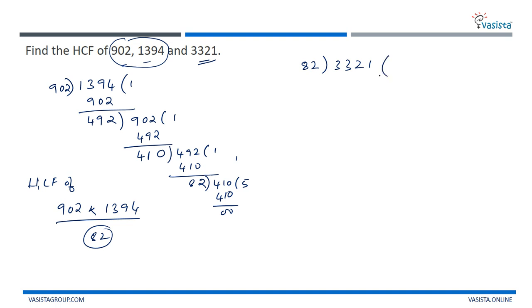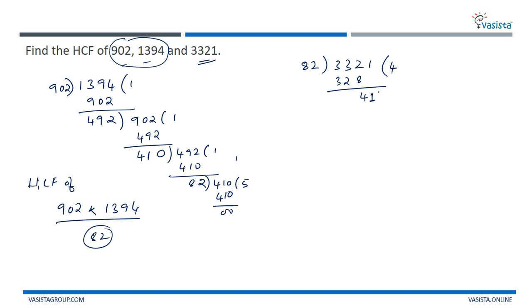Let me start working on it. 82 ones, 82 fours, 32, correct. 82 fours, right, 4 2s are 8, 4 8s are 32. So 12 minus 8 is 4, so 2 minus 2 is 0 and 1 remainder, correct.